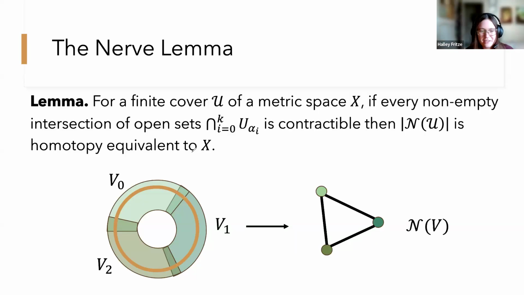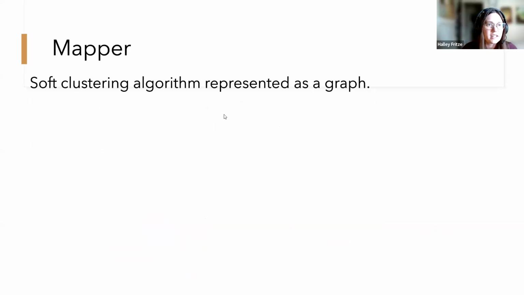But if I have this sort of cover, then I get a simplicial complex whose nerve is homotopy equivalent to my original space. Yeah, so, right, nerves are cool. They're like the best thing ever. And that's sort of the basis of the construction of not just mapper, but the other things in topological data analysis. But today I'll be talking about mapper.